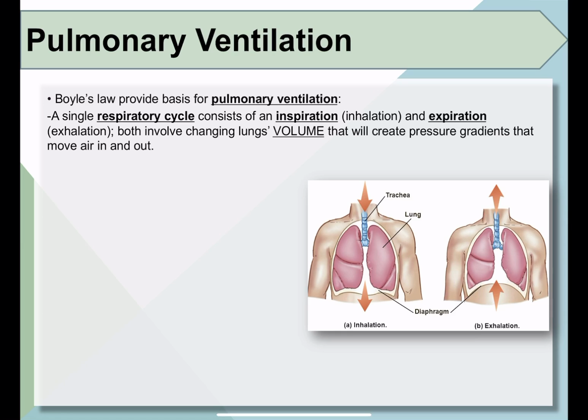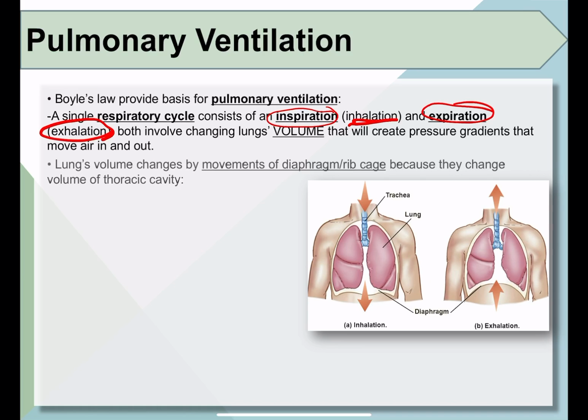Okay? All right. So if we apply the concept of Boyle's law to our lungs, we can understand how pulmonary ventilation works. A single respiratory cycle, the same way as our cardiac cycle, consists of inspiration, or intake of air, and expiration, breathing out air. Both involve changing the lungs' volume to create different pressure gradients that will move air in and out of our lungs. So the lung volume is dependent mainly on the size of the thoracic cavity, which can be changed according to what the diaphragm is doing.